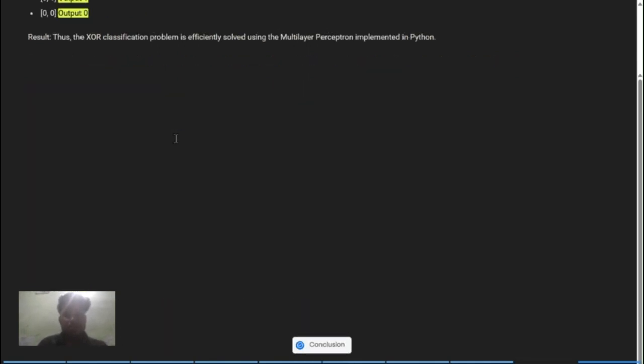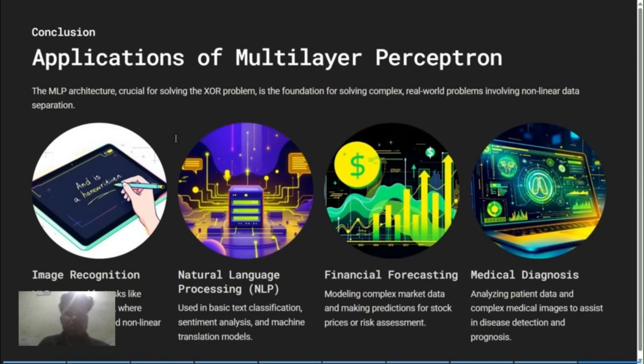Let's see about the last one, applications of MLP. First one, we have used it in image recognition, NLP, natural language processing, financial forecasting, which is modeling complex market data and market prediction for stock prices, and medical diagnosis, where it is also very useful.